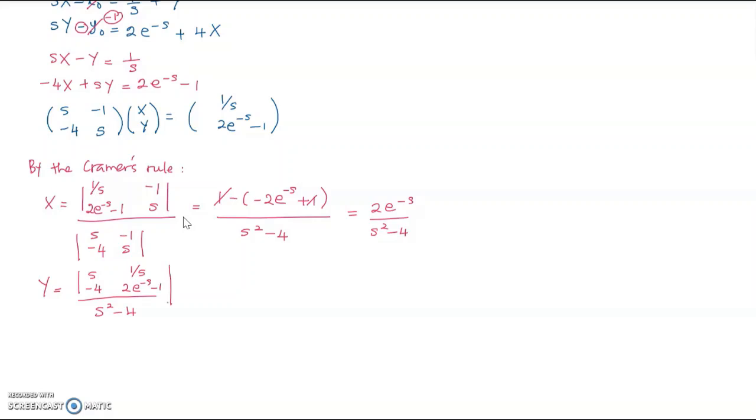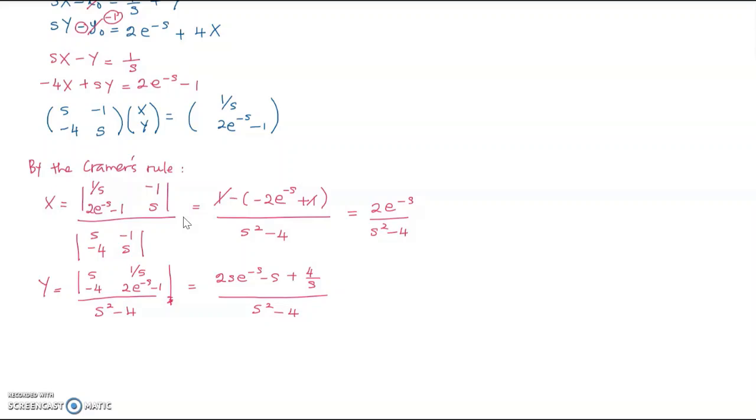So this one equals, at the top, s times 2 exponent negative s minus 1. So we have 2s exponent negative s minus s minus 4 over s. Minus 4 over s, so it is positive 4 over s. So be careful. And at the bottom, it is s squared minus 4. So there are quite a few terms at the top.